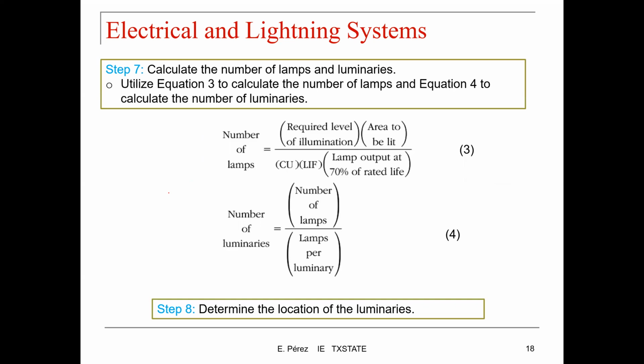Step 7 is to calculate the number of lamps and luminaires. We utilize equation 3 to calculate the number of lamps and equation 4 to calculate the number of luminaires. The number of lamps is based on the required level of illumination times the area to be lit, divided by CU, the coefficient of utilization, and LLF, times the lamp output at 70% of rated life. The number of luminaires will be equal to the number of lamps divided by the lamps per luminaire. Step 8 will be to determine the location of the luminaires.